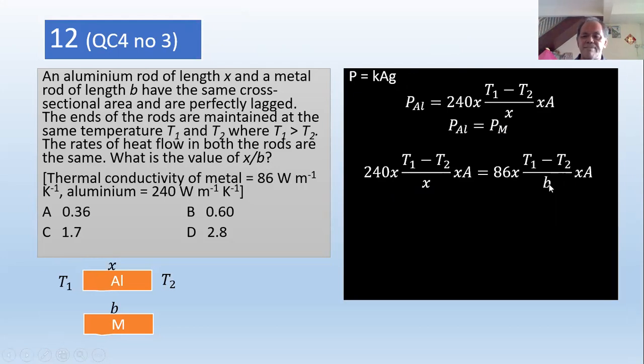And the length is B. A is still the same. Cancel the A. Cancel the A. Take the X across there. Cancel T1, T2. Take the 86 down. You got that? Calculate out.